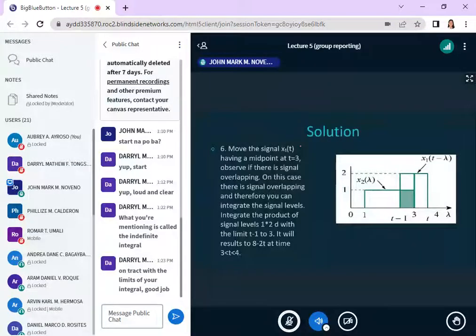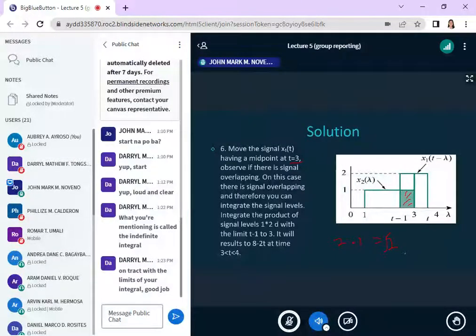So step 6. Kung kanina, dun sa gitna siya ng time 2, ngayon, i-move naman natin yung ating x sub 1, yung midpoint niya lalagay natin sa time equals 3. Observe if there is a signal overlapping. In this case, there is signal overlapping and therefore, you can integrate the signal levels. So, babalikan na naman natin yung kanina. Since merong area na nag-overlap, ang ating x sub 2 ay equal to 1 at ang ating x sub 1 ay equal to 2. So, 2 times 1 equals 2. So, 2 na naman yung ating i-integrate.